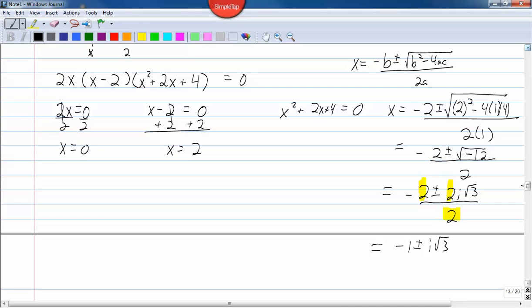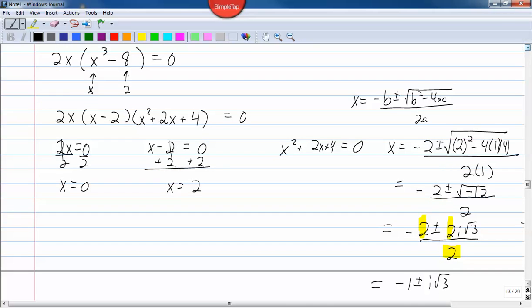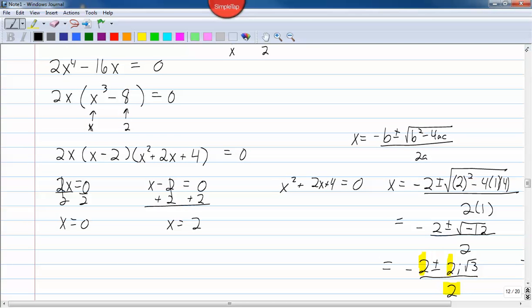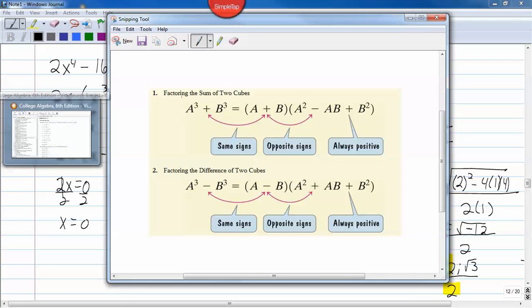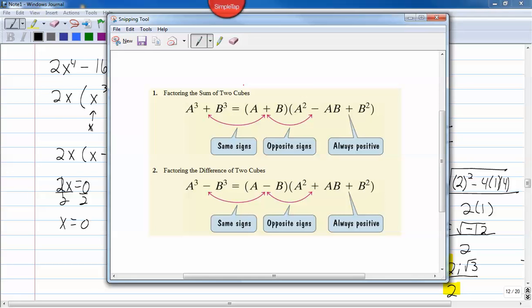So the only time we have to use the sum or difference of cubes formulas is whenever you factor out the greatest common factor and you have a perfect cube. Alright, and it'll be a perfect cube minus a perfect cube or a perfect cube plus a perfect cube. And the way that you do that, again, these two formulas. Factoring the sum of cubes, use this formula. Factoring the difference of two cubes, use this formula.